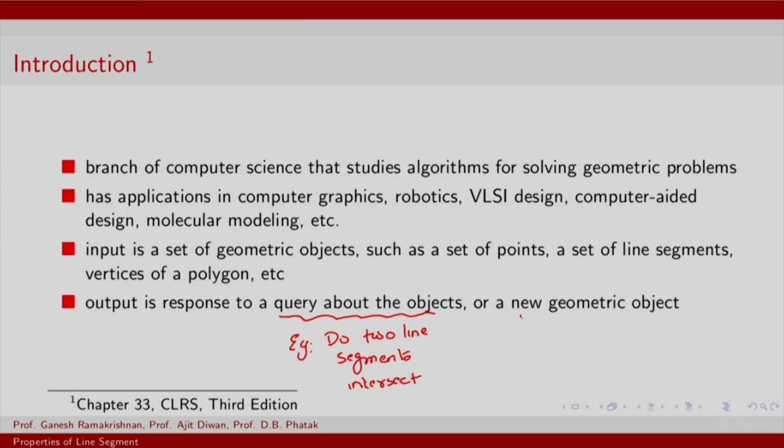In the next class we will discuss an instance of the second kind of output, the synthesis of a new geometric object. We will discuss the synthesis of something called the hull, or more specifically the convex hull of a set of points. You could think of the convex hull as the tightest enclosing polygon around a set of points. For this you might have to drop some points from the boundary of the hull and let them lie in the interior of the hull.